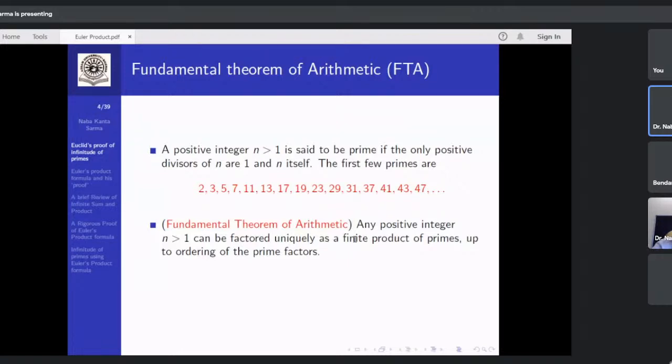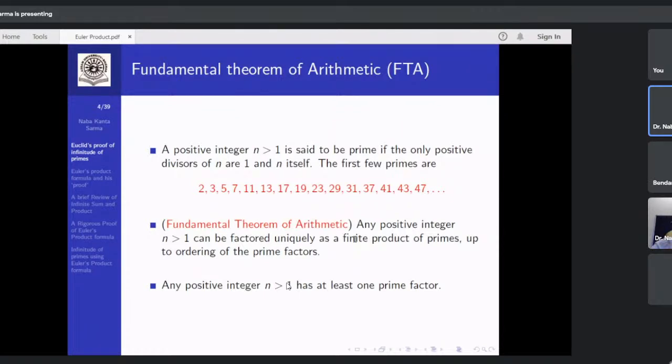As an immediate consequence of the fundamental theorem of arithmetic, any positive integer n greater than 1 has at least one prime factor. It is obvious from the fundamental theorem, because if n is a product of prime numbers, then at least one prime factor is there in the prime factorization. That prime factor will divide the integer. So any number greater than 1 must have at least one prime factor.